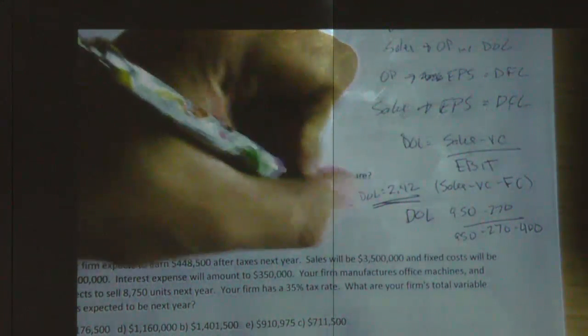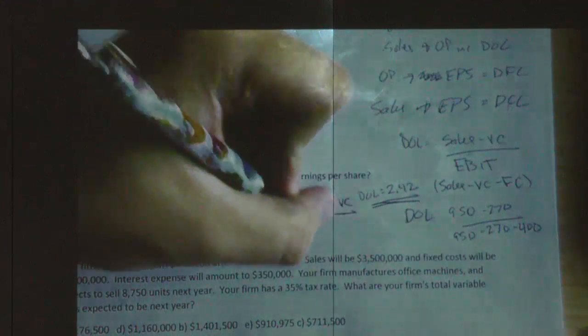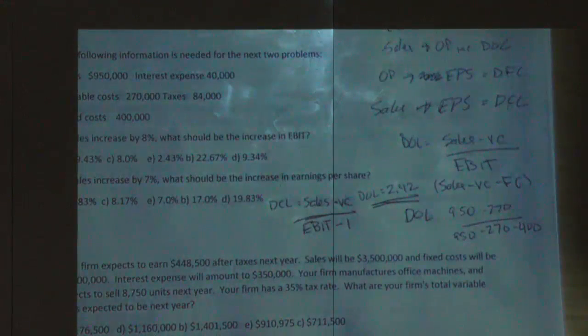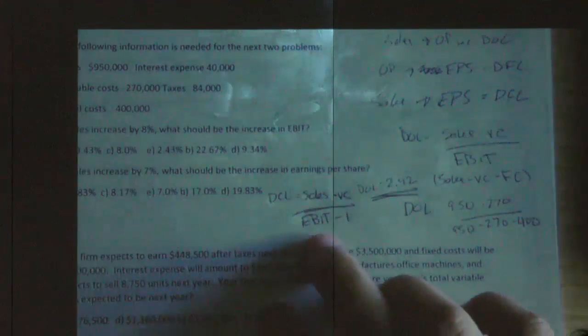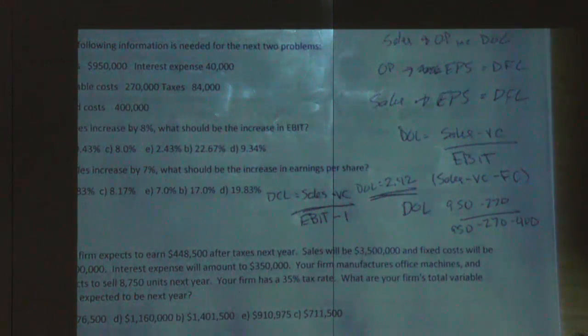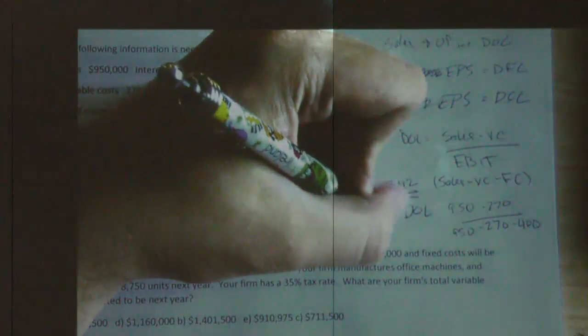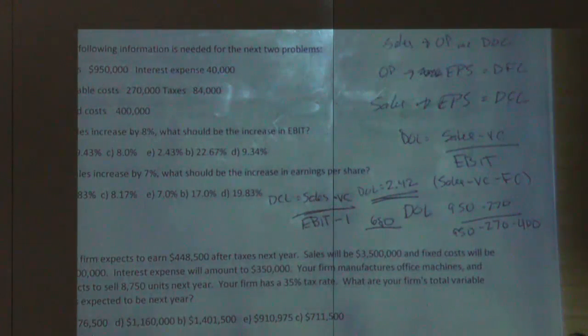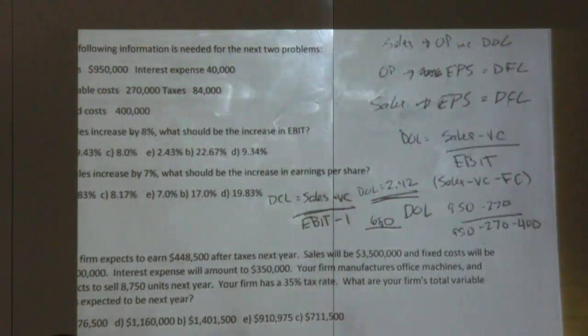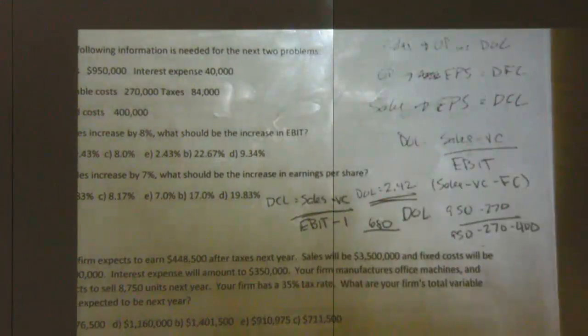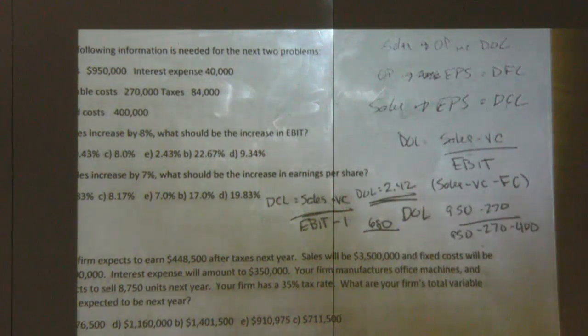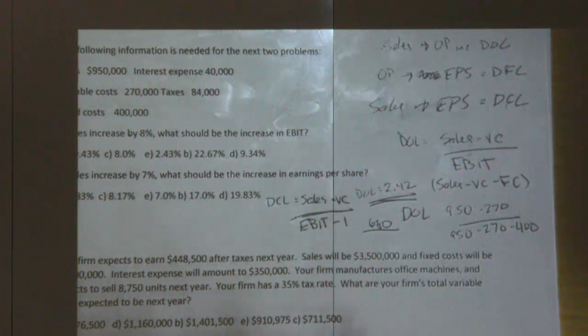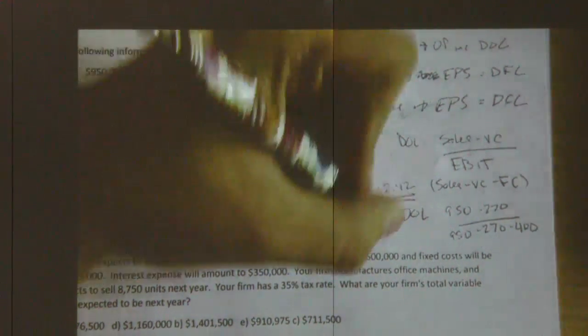So sales minus VC over EBIT minus your interest. Yeah. So this is your DCL formula. That's also going to be in the test. Here you're just plugging in numbers. So we know our sales minus VC is going to be 680 over EBIT, which is this number minus another interest expense of 40. I believe that'll be 240. Yeah. So we end up with 240.